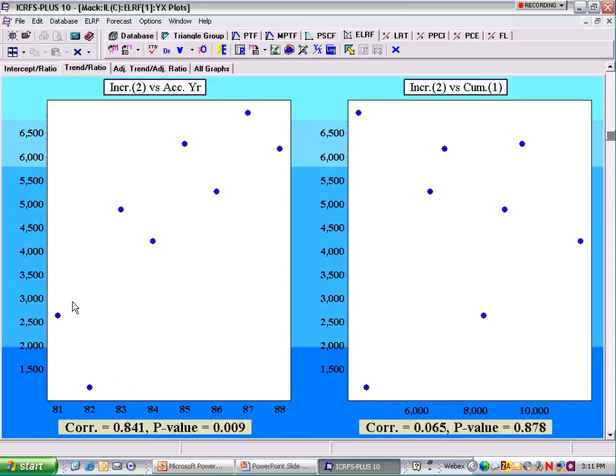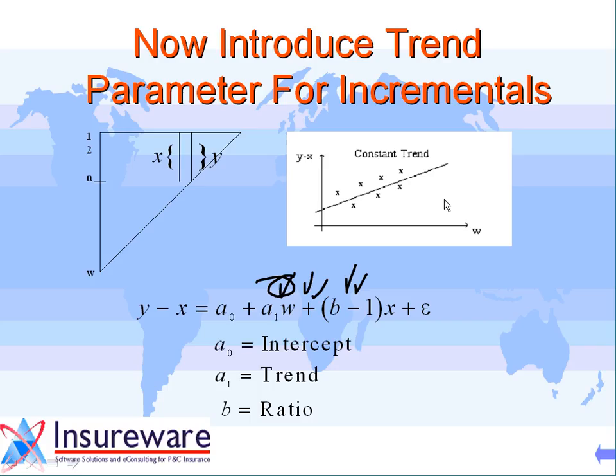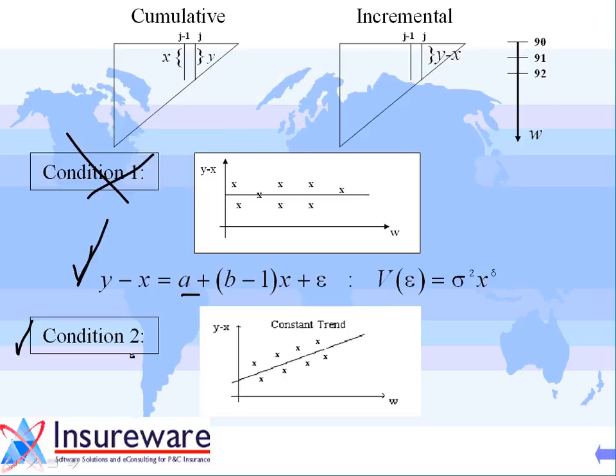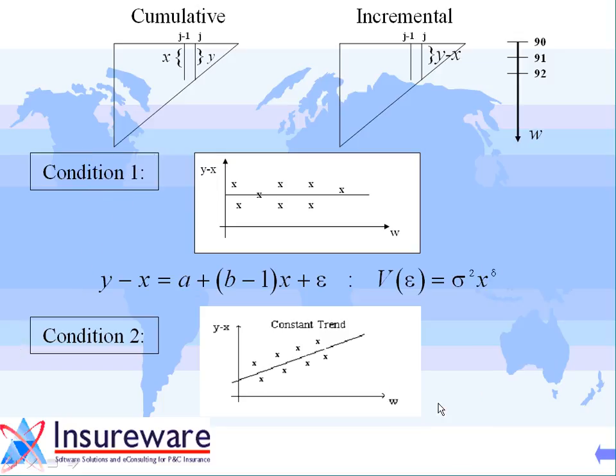You can see that if you graph the incrementals in development year 2 versus the exit year, there is a trend. It's not constant, but there is a trend. The incrementals versus the previous cumulatives show no correlation. So for this particular triangle, development year 2 satisfies condition 2.